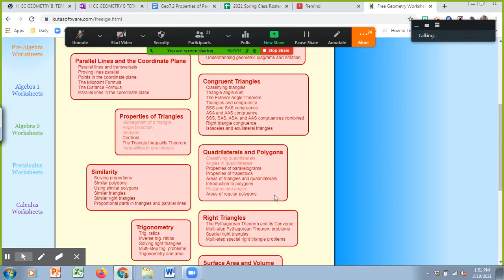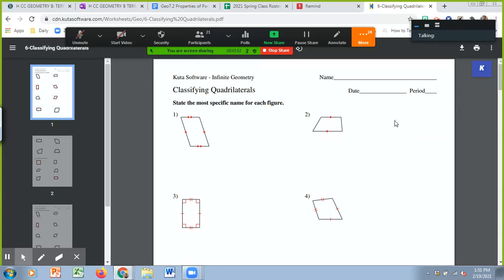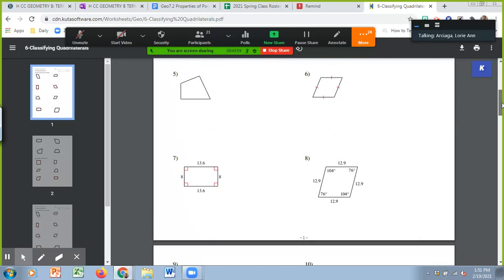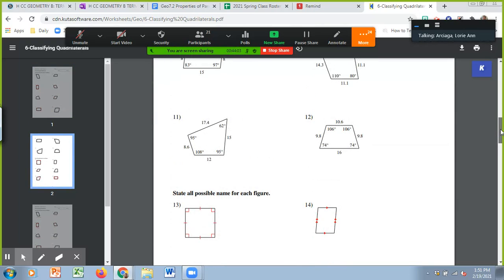Okay, so I was looking at some of these. I want to do the properties of parallelograms. I did this, but it's too easy. Well, let's look at it. Classifying quadrilaterals. Let's try. So you just have to give a specific name for it. Can we skip that? It doesn't have any computation at all.